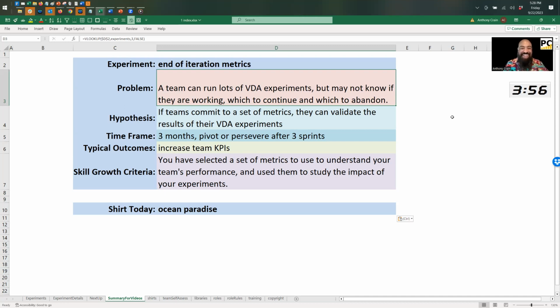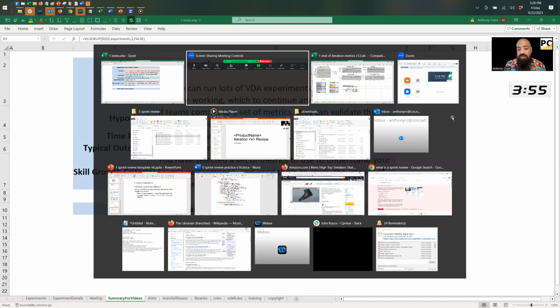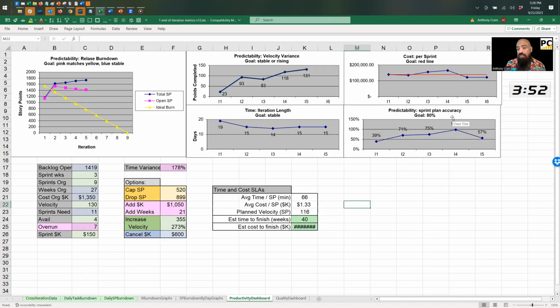Okay, so here is a little dashboard. It's in 2 pages. This is the first page, which is productivity. The second page is going to be quality. In productivity, we also look at predictability and we look at cost, that kind of stuff. Cost, time, scope. So real quickly, these are the metrics I love to use for a team.